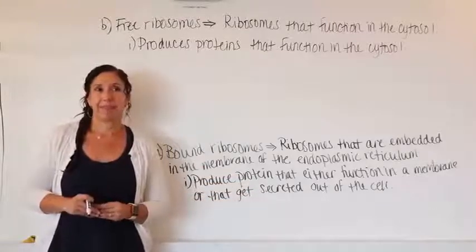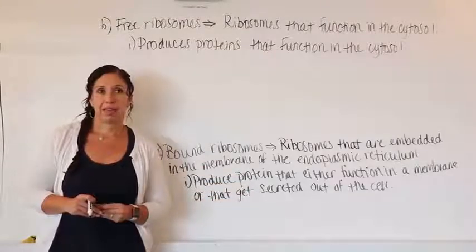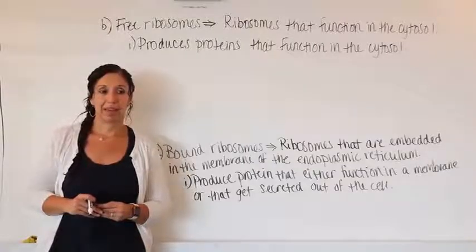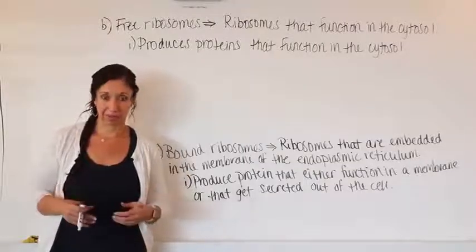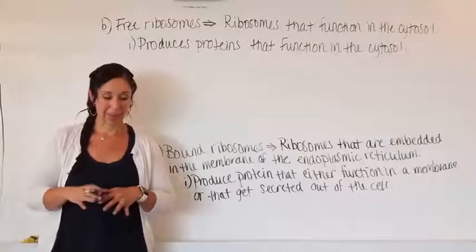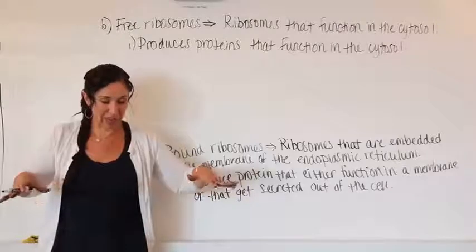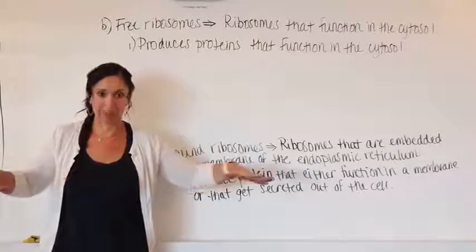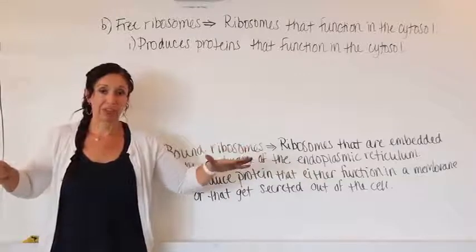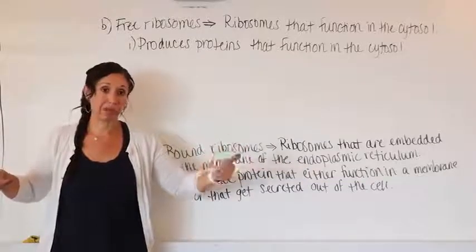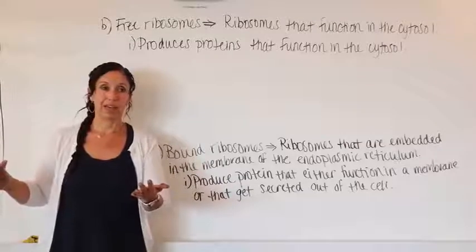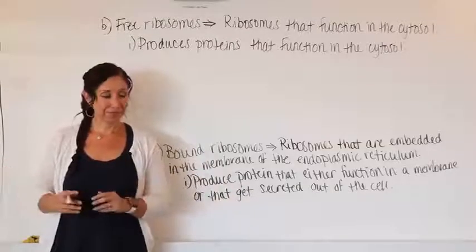Let's see. There's certain kinds of proteins that we call our skeletal proteins, our cytoskeletal proteins. We're going to get to those too. But these guys help create the shape of the cell, and they just kind of swim around in the cytosol. If I'm making a protein that functions in the cytosol, I need a bound or a free ribosome? A free ribosome.